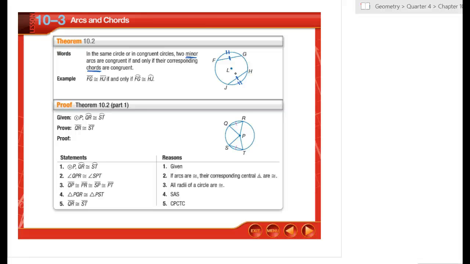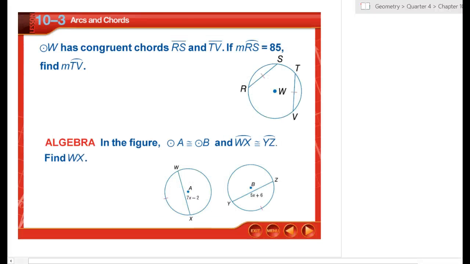Okay? Here's the proof for it. Don't even worry about that. Okay? We're not doing proofs. But if you're curious to know why it works, that's the proof.